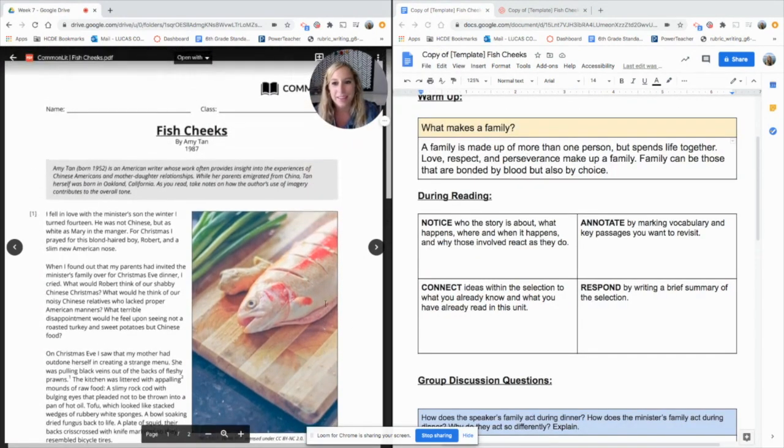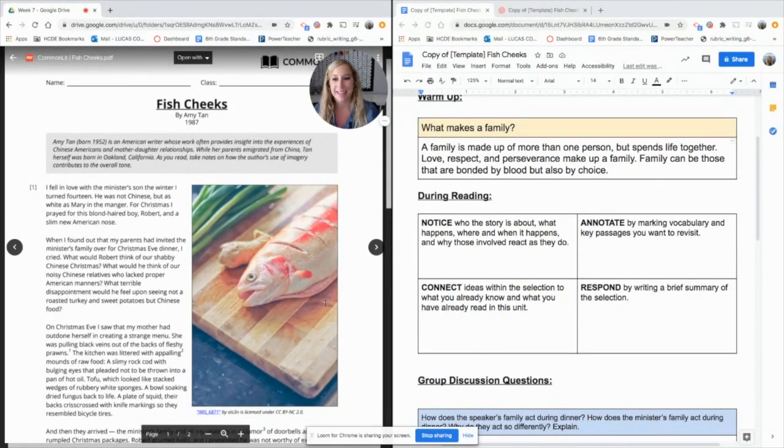Let's go ahead and begin reading our text, Fish Cheeks by Amy Tan, together. We're going to read what is in the gray box because that is known as the background information, and remember that sets us up as readers to know about the context and what we're going to read about.